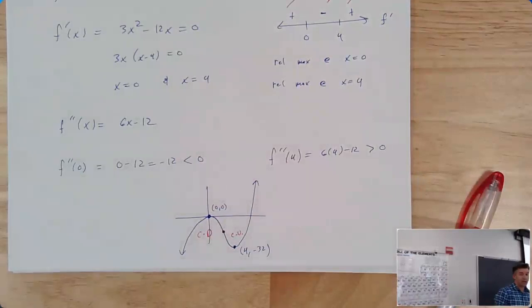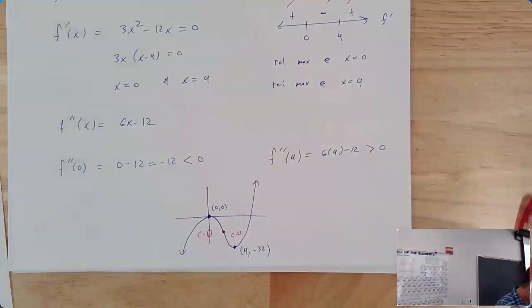So here's the idea that we're going to extend to functions of two variables. If your function is concave up at a point, it's going to be a relative minimum. If the function's concave down at a point, it's going to be a relative maximum. And then there's a third thing: if it's concave up in one direction and concave down in another direction, like concave up in the x direction and concave down in the y direction, we're going to have a saddle point.